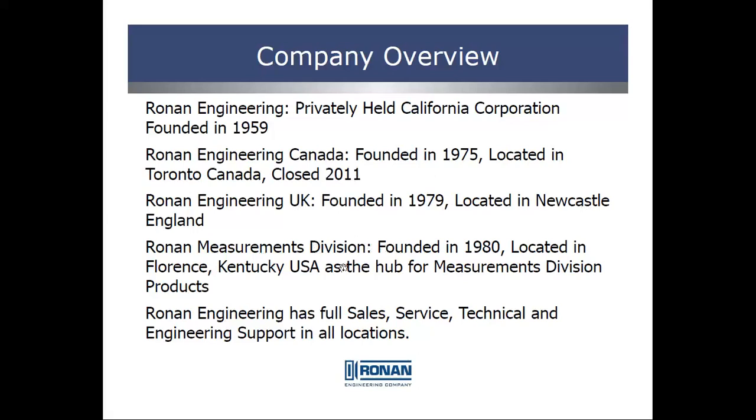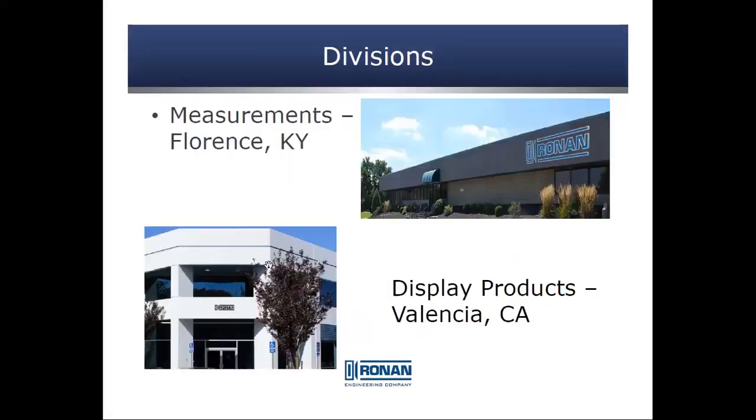And then the division that I work for, the Measurements Division, was founded in 1980, and we're located in Florence, Kentucky in the U.S., and we're the hub for the measurements products. So we're able to offer sales, service, technical, and engineering support from all 3 locations. Our company is broken into 2 divisions. One is the measurements. The other is display products, and they're now in Valencia.